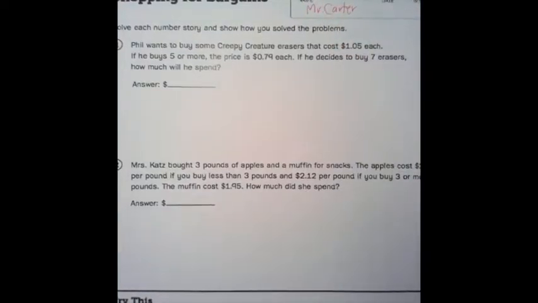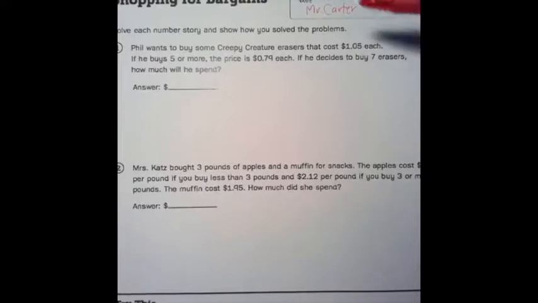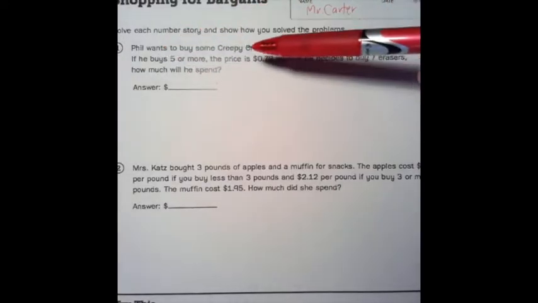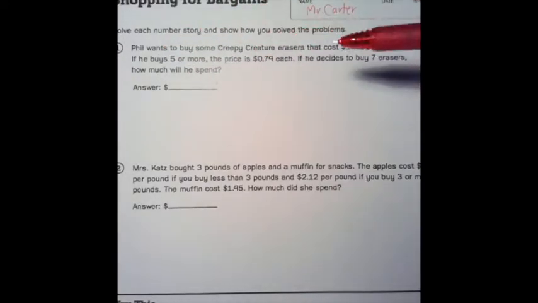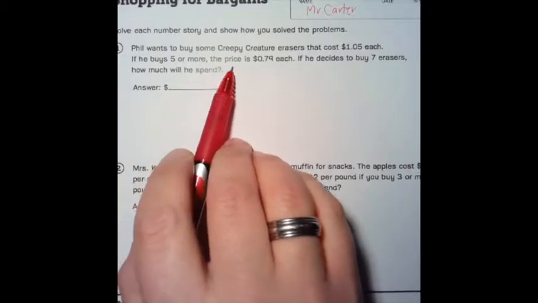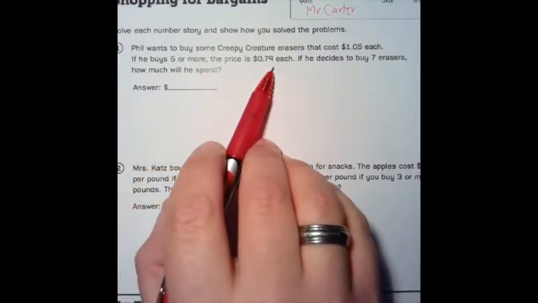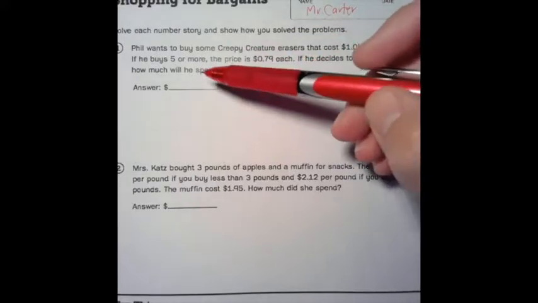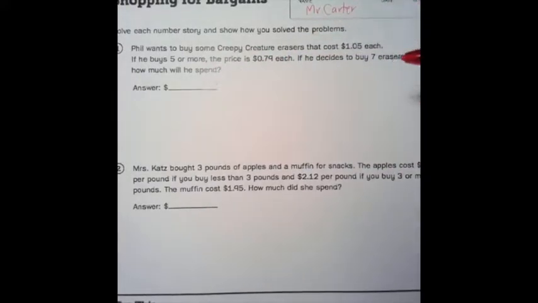So we are going to be solving some number stories involving money. So let's take a look and break these problems down. So we got here Phil. He wants to buy some creepy creature erasers that cost $1.05 each. Now, if he buys 5 or more, the price is 79 cents each. So if he decides to buy 7 erasers, how much will he spend?